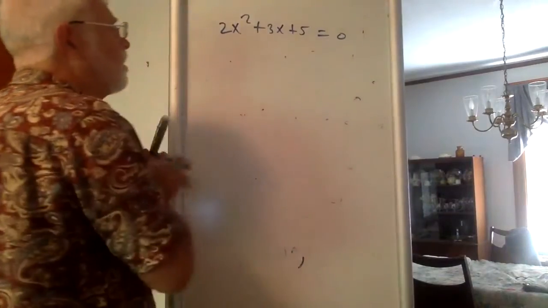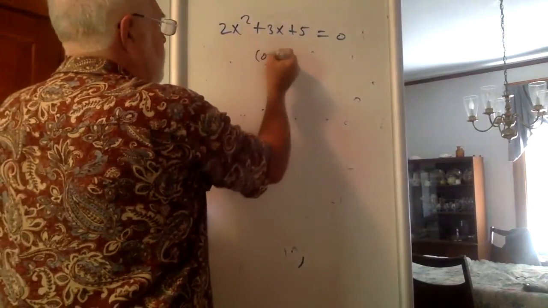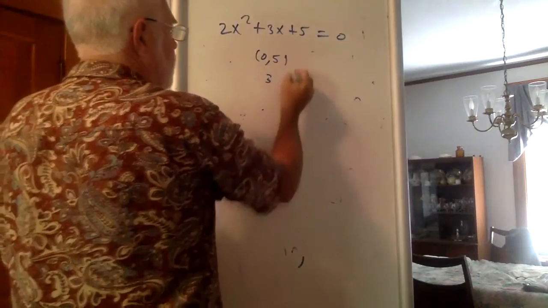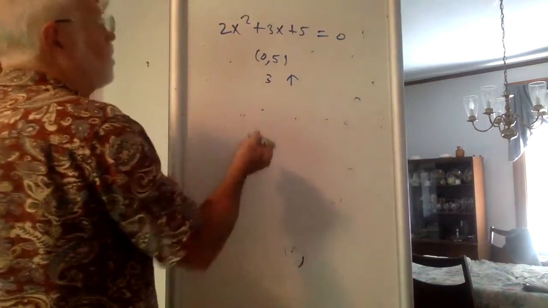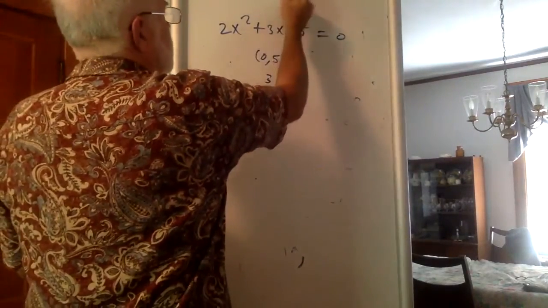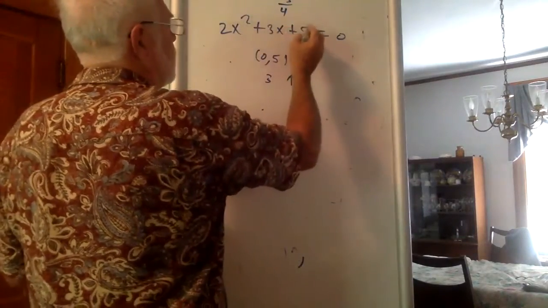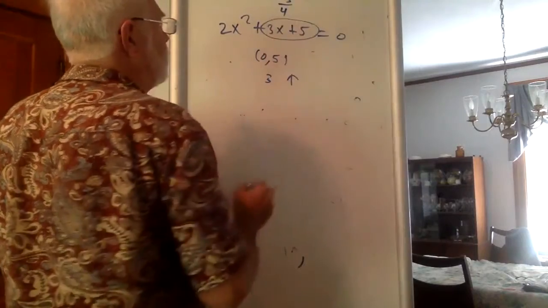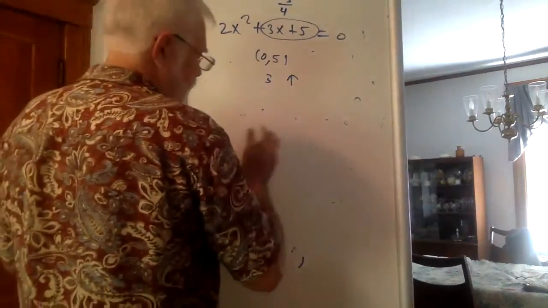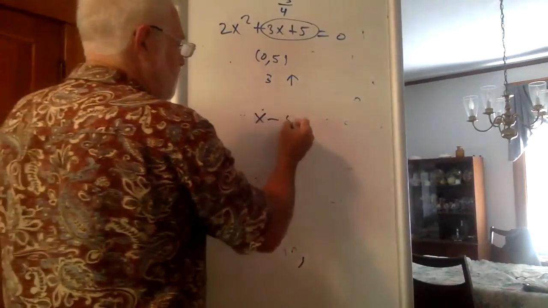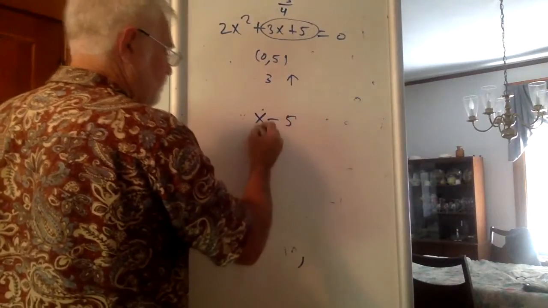So back to this. So, okay, so we got a 0, 5. We're going up to 3 to 1 at that instant. So we're going to do minus b over 2a, 3/4, so minus 3/4. Going to plug in minus 3/4 right here. Got to stop again. All right, so let's look at x minus 5 times x minus 5.